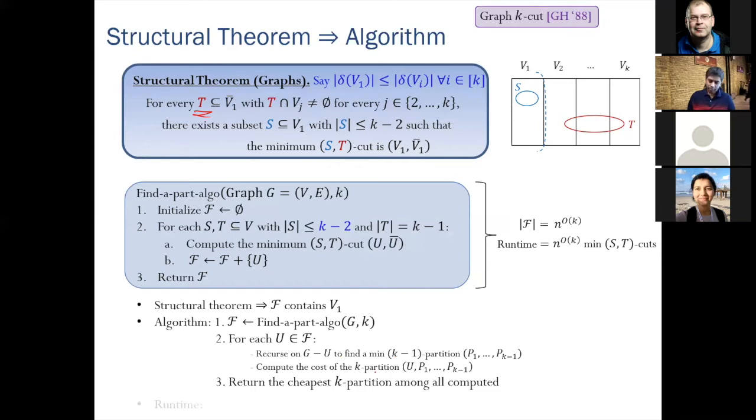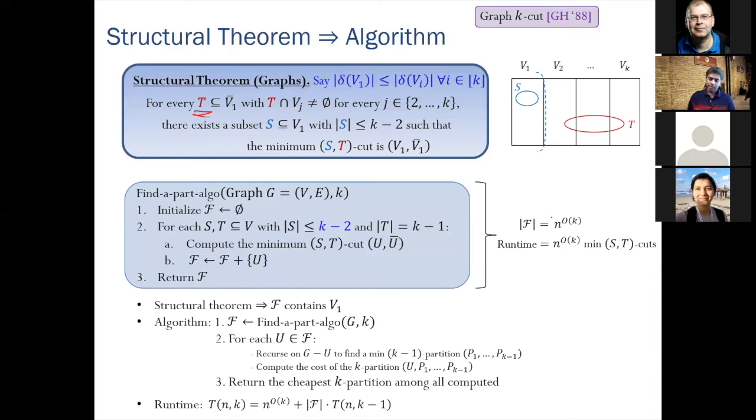So let's talk about the runtime of the algorithm. The runtime of the algorithm to solve min K partition on an n-vertex graph is the time to compute the family F, which is n to the order K, plus the size of the family times the runtime of the algorithm to solve min K minus 1 partition on an at most n-vertex graph.